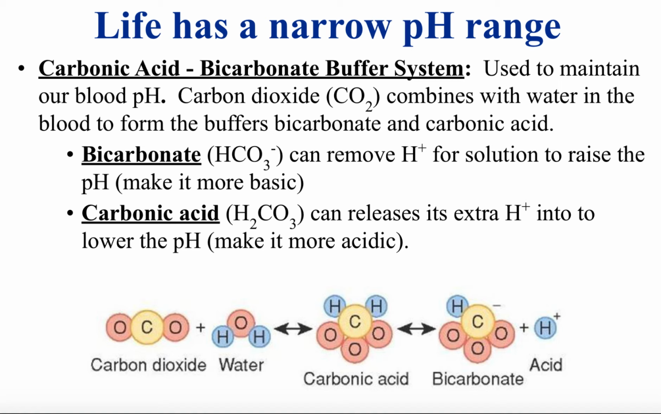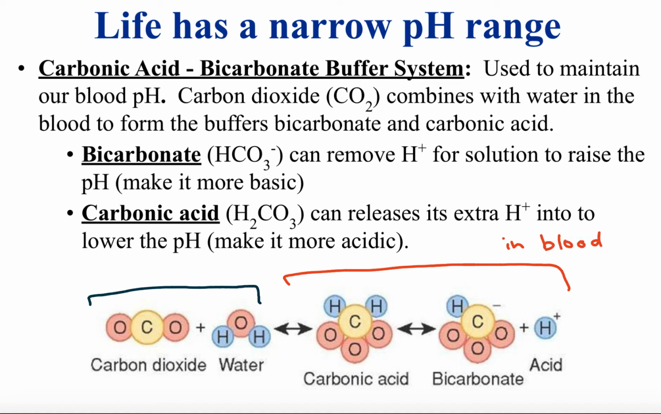And these are actually formed by carbon dioxide. When you breathe in carbon dioxide and that carbon dioxide enters your blood and meets the water in your blood, it forms carbonic acid. So this is what you breathe in, but this is actually what's in your blood. And depending on the pH of your blood, you'll either have more carbonic acid or you'll start forming more bicarbonate material. Bicarbonate can potentially remove hydrogen ions from the solution.